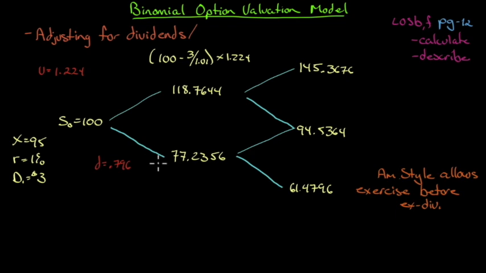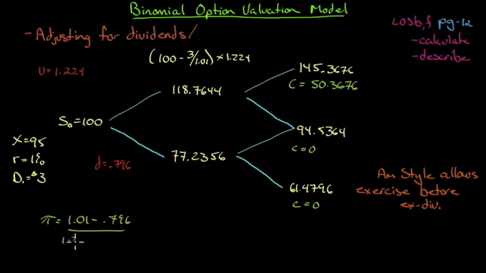And then what we do now is we figure out what our calls are worth. Where's our strike price? It is 95. So what is a call worth over here? It is worth 50.36776. A call over here is worth 0, and a call over here is worth 0. So our pi, we're going to need that, is 1.01 minus, what's our D? 0.796 over 1.224 minus 0.796 will give us 0.50.